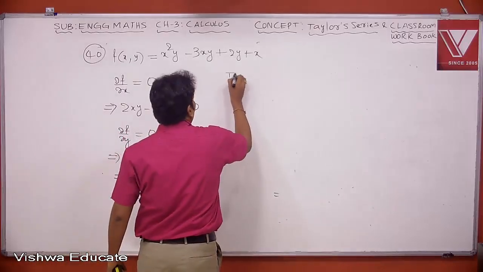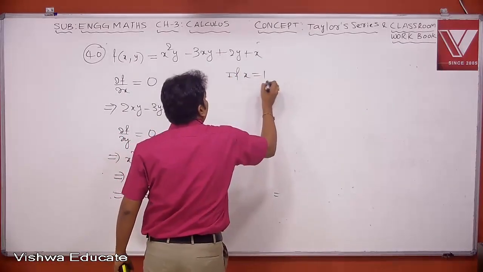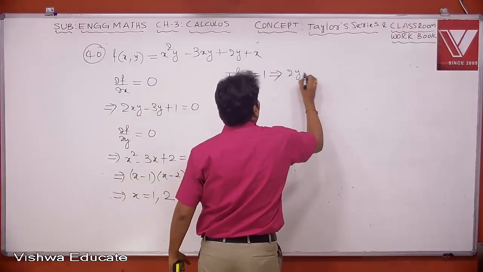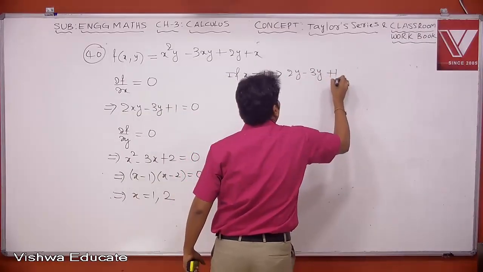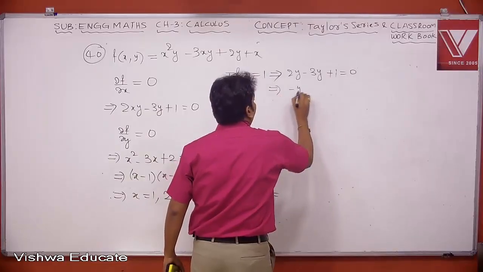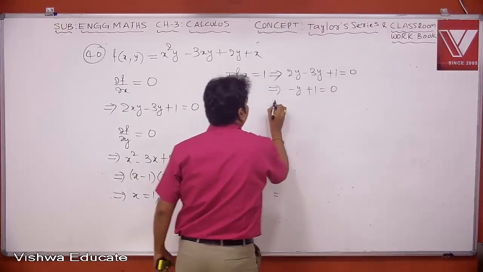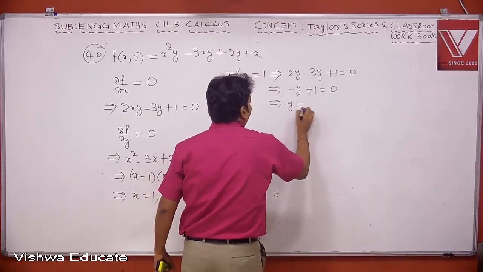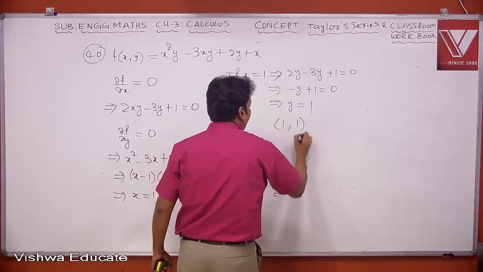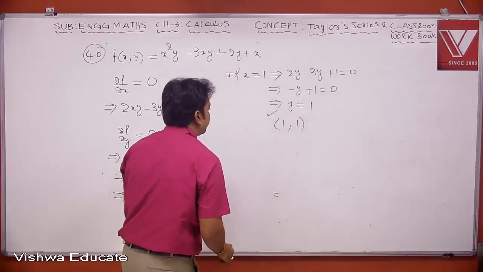So if x equal to 1, replace the x value here. So this is 2y minus 3y plus 1 is 0. So this implies minus y plus 1 is 0, so the y value is 1. So when x is 1, y value is 1. So (1, 1) is one stationary point.